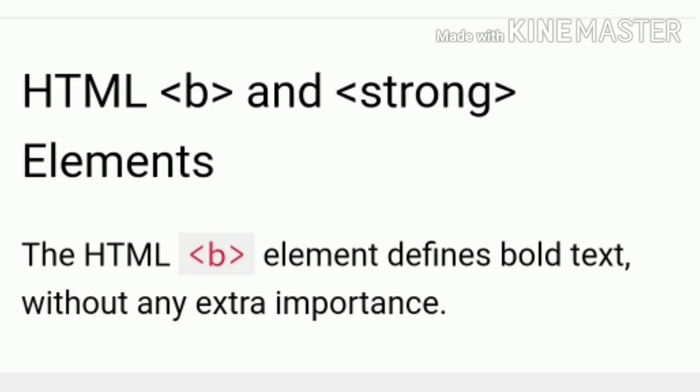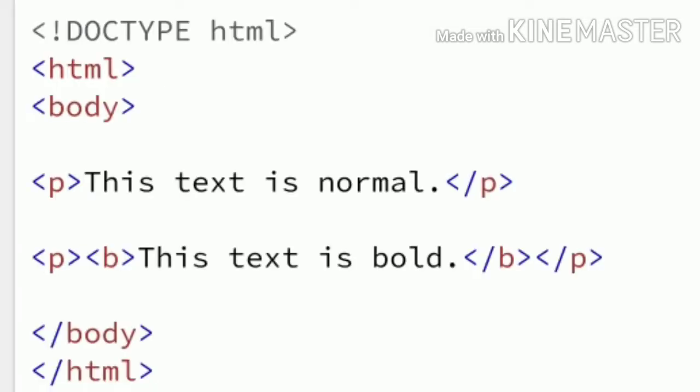After then you can write another paragraph, p. After then you can use the b tag, start the b tag: this text is bold. After then you close the b tag with a backslash b. After then you close the p tag. Again you can close the body tag and html tag similarly.